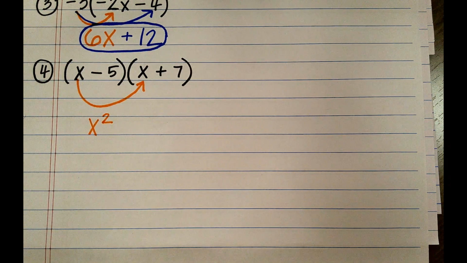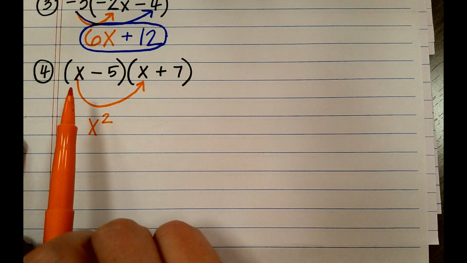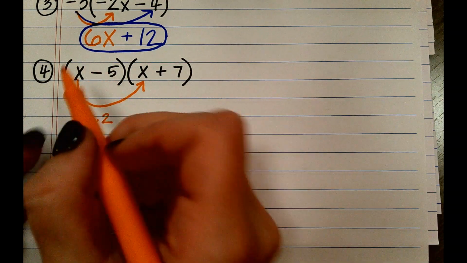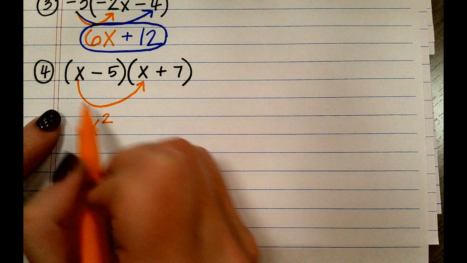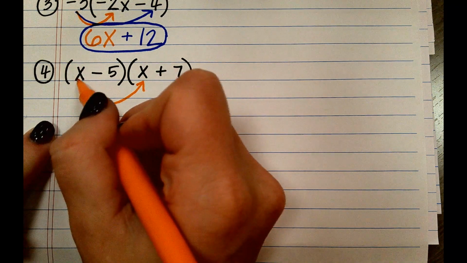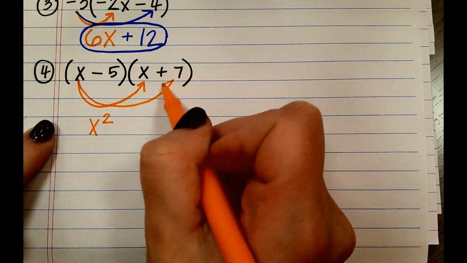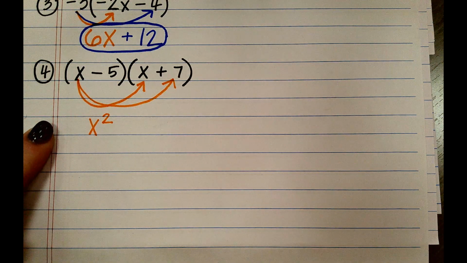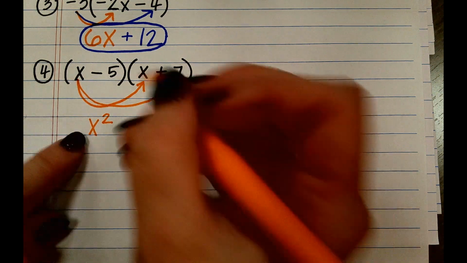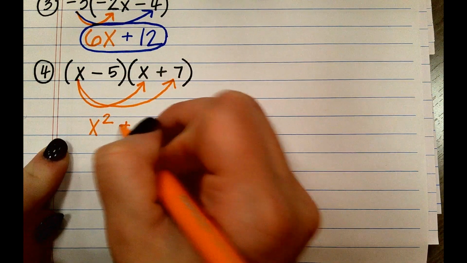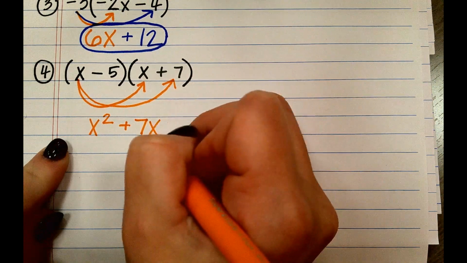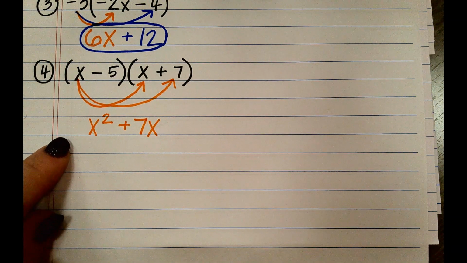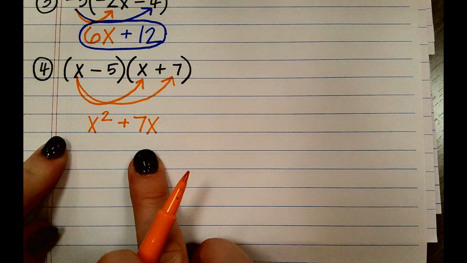Okay, next is x times 7. Yes. So we're distributing that first term, x. We did it x times x. Now we're going to do x times 7. What's that give you? I mean 7x. Yes, 7x. Good. I was thinking square, but you're not. You did it. Okay. x times 7, 7x.